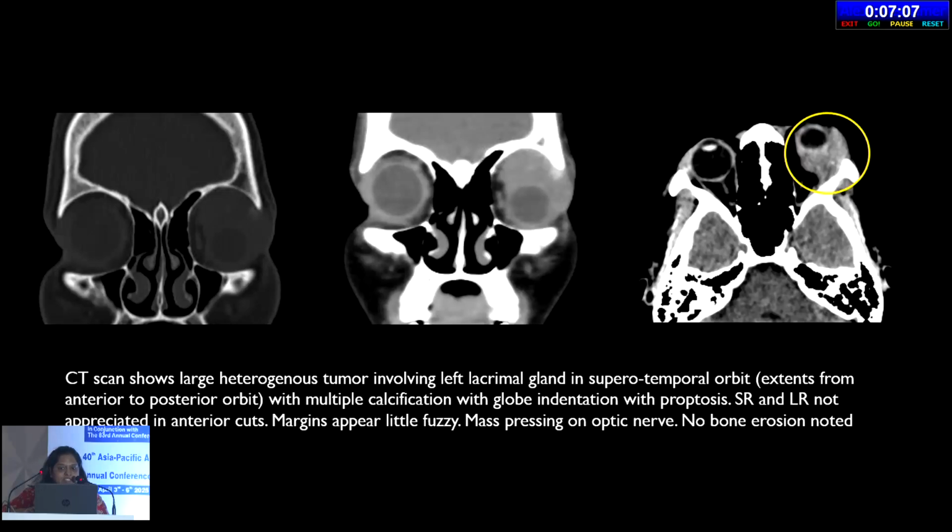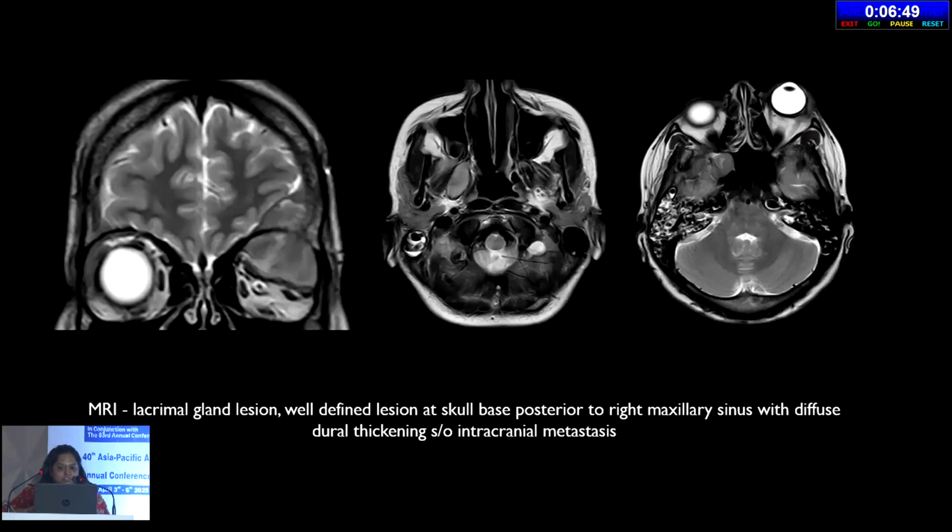CT scan showed a heterogeneous tumor involving the left lacrimal gland in the superior temporal orbit with multiple calcifications and globe indentation. The superior rectus and the lateral rectus were not visualized. Margins appeared fuzzy and the mass was pressing onto the optic nerve. There was no bone erosion noted.